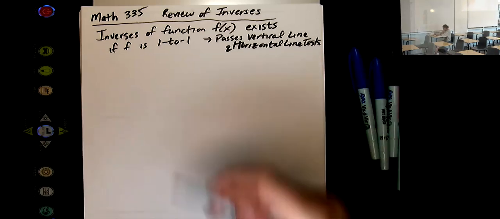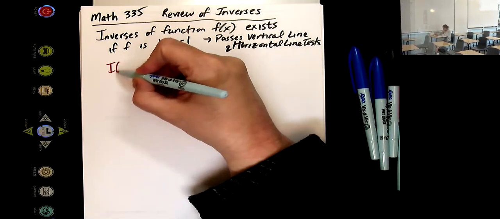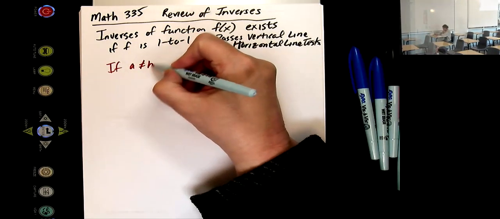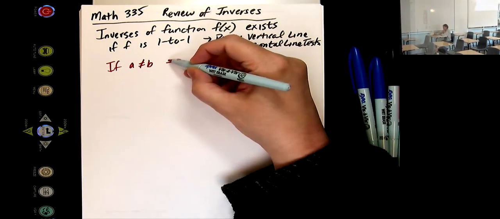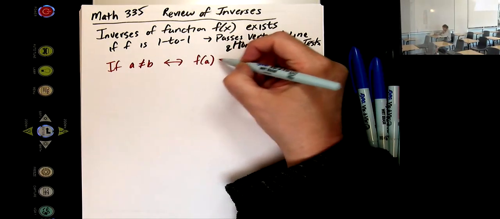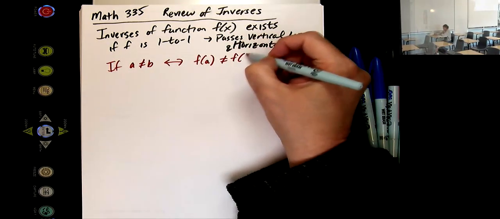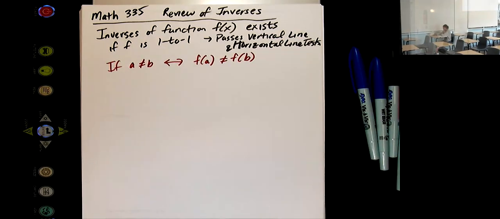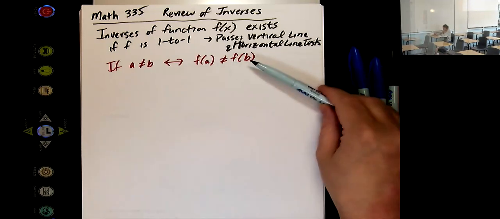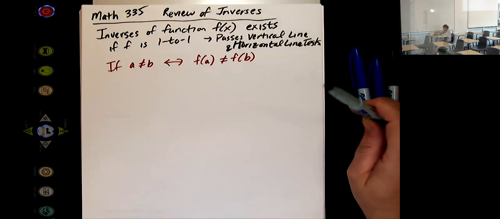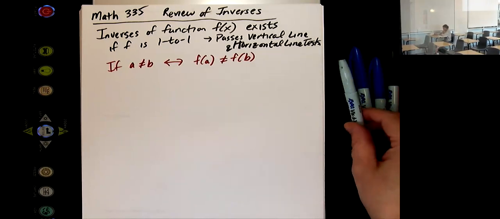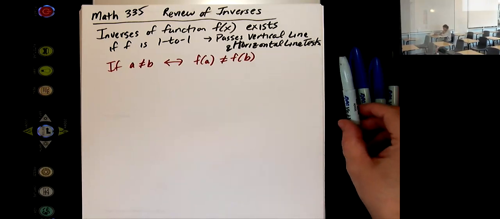Another way they like to put it in words is if A does not equal B, it implies, in both directions, that f of A does not equal f of B. So if A doesn't equal B, like the two different x values aren't the same, then the y values are different. And if two y values are different, then two x values are different. It's a two-way street. That's when you're not graphing and drawing a line.